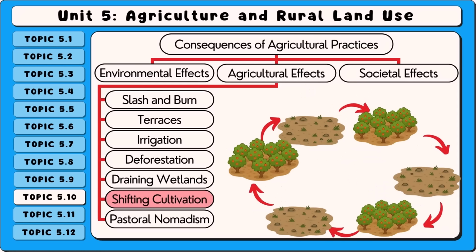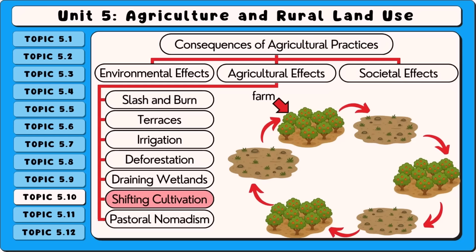Shifting cultivation, which we briefly discussed in Lesson 5.1, is when farmers grow crops in one place for a few years, then move to a new area and let the old land recover. It's often paired with slash and burn practices because when the farmers move to a new area, they often need to clear the land of its existing vegetation. This pattern creates patches of farmland and fallow land, which changes the natural growth and appearance of the region.